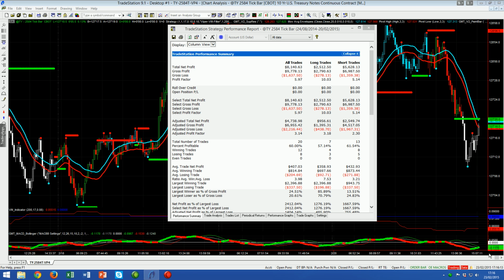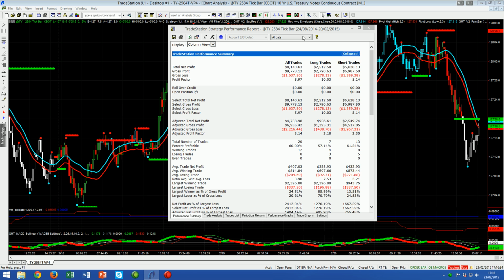Hi there. What I wanted to show you today was how I optimize my strategy during backtesting and the difference between the all data, in-sample data and out-of-sample data. So as you can see, I've got some kind of strategy loaded up here at the moment. It seems to give reasonable results.